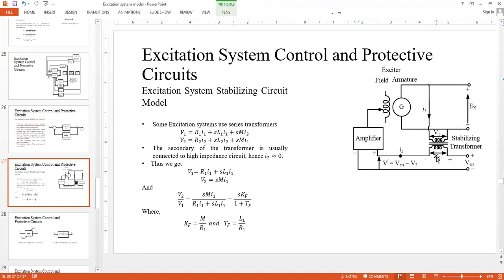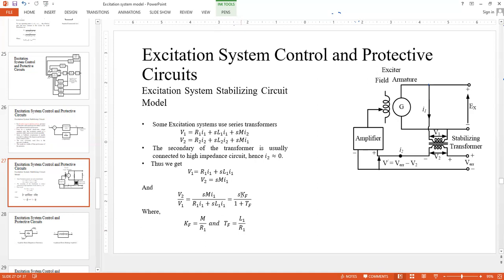Now V2 is the output of the stabilizing transformer. V1 is the input of the stabilizing transformer. So if I want to get the output versus input relation, that is the transfer function relation, that is output by input of a certain block, and by block, we mean here the stabilizing transformer. Simply we take SMI1 in the numerator, that is V2, and the expression of V1 is taken in the denominator. And then we try to simplify this expression by taking these notations, that is KF is M by R1 and TF is L1 by R1.